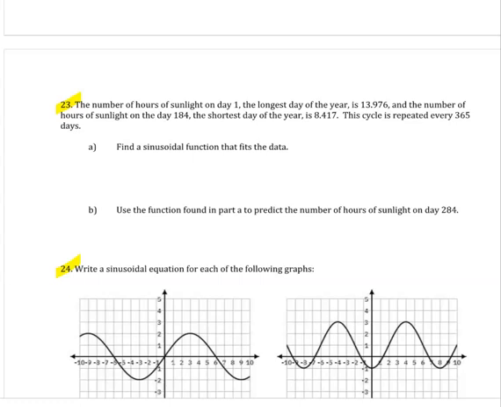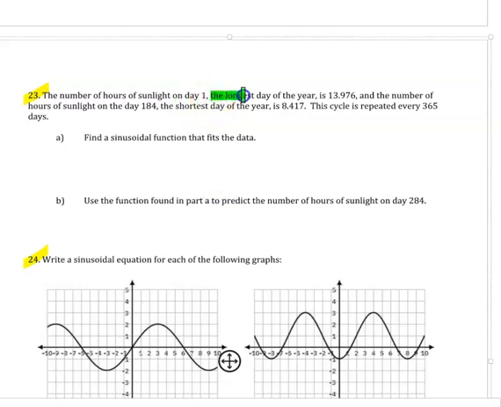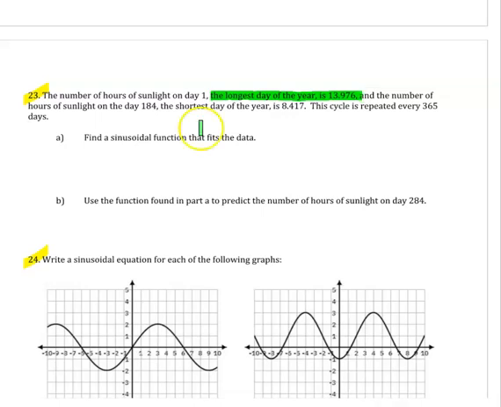All right, next for question 23, very similar to the last example, we're going to come up with an equation that represents the data being given. The number of hours of sunlight on day 1, which is the longest day of the year, is this 13.976 number. The number of hours on day 184, which is the shortest day of the year, is 8.417. Cycle is repeated every 360 days, aka 1 year. That's what we're looking at. Find a sinusoidal function that matches the data. Now, sinusoidal can mean sine or cosine, whichever we feel makes the most sense.